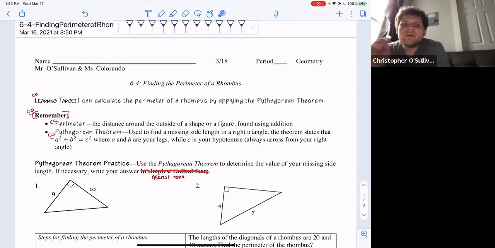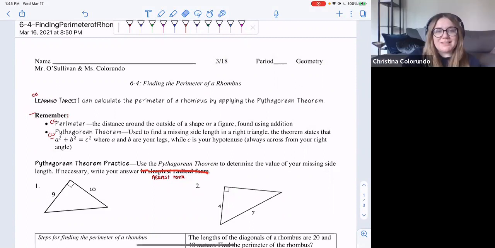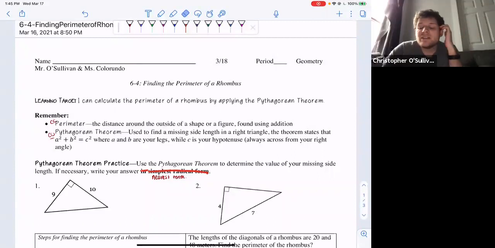But before we go into today's lesson, we do have a few things we want you to remember. Firstly, the perimeter is the distance around the outside of a shape or a figure, and it's found using addition. We will show you a different way as well that might be a little easier, but you'll see why shortly.